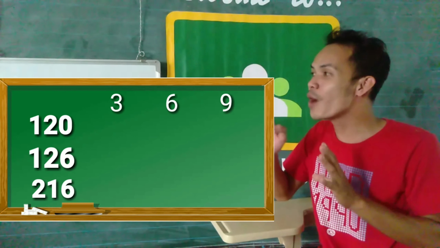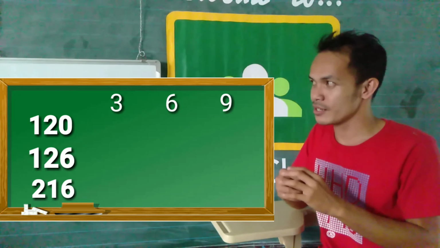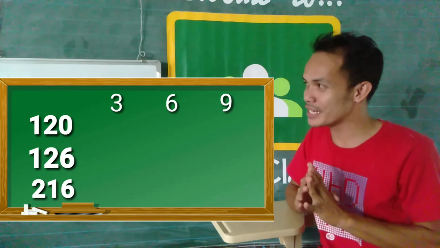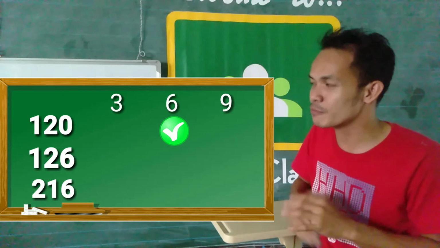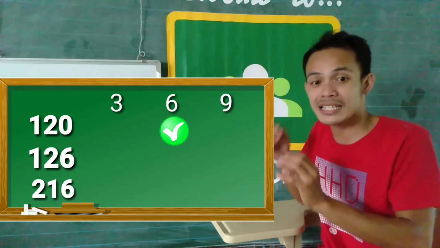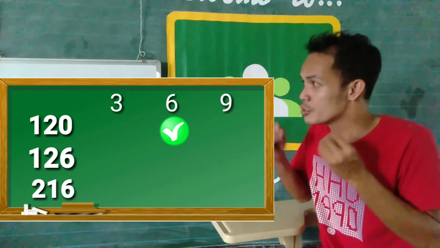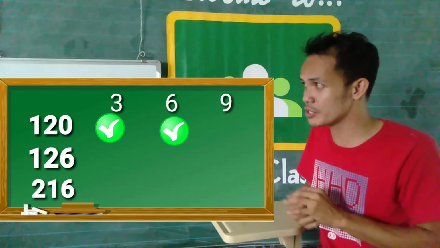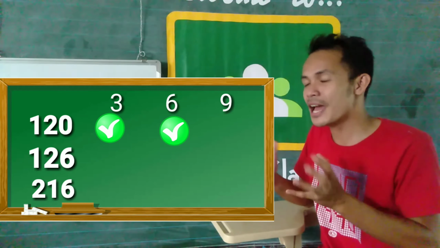So, let's start with 120. Is 120 divisible by 3, 6, or 9? Okay, 120 is divisible by 6. Do you agree? Yes, because when you add 1 plus 2 plus 0, it is 3. And 3 divided by 3 is 1 without remainder. So the number 120 is divisible by 3. And let's check if it is also divisible by 2. Yes, it is divisible by 2 because 120 is an even number.